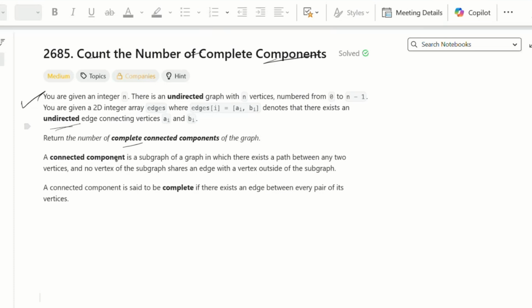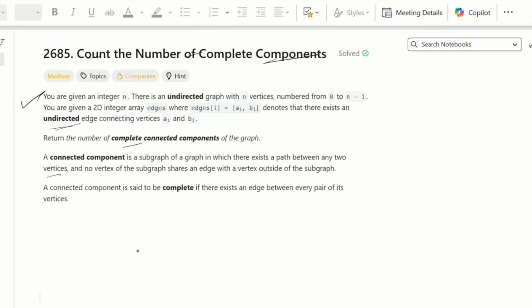A connected component is a subgraph of a graph in which there exists a path between any two vertices and no vertices of the subgraph share an edge with a vertex outside of the subgraph. A connected component is said to be complete if there exists an edge between every pair of its vertices.